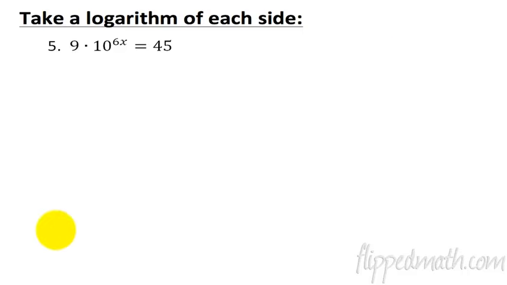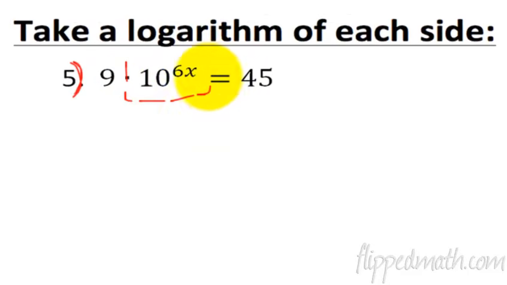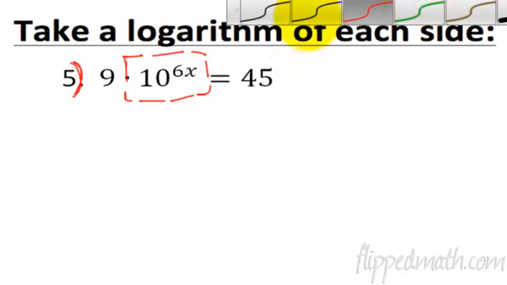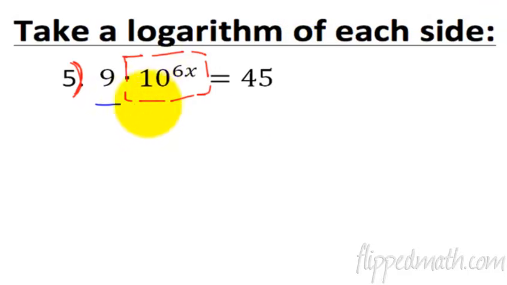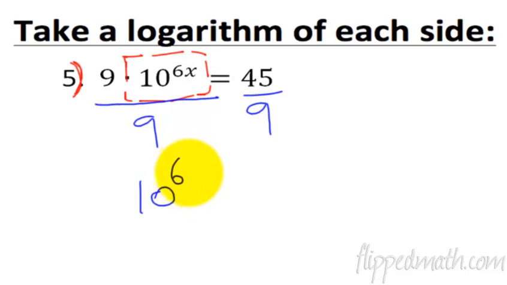All right, number 5. Don't get confused with that little decimal there. It's just number 5. Okay, so we have 9 times this. I'm going to put a little box, and I want you to do this in your notes, you better have this little box around base 10 raised to the 6x. And I'm putting that box around here to show that we're trying to isolate that. Until we have this base 10 all by itself, we can't solve for the exponent. So now we get 10 raised to the 6x equals 45 divided by 9, which is 5.